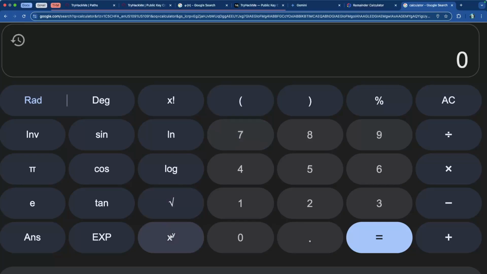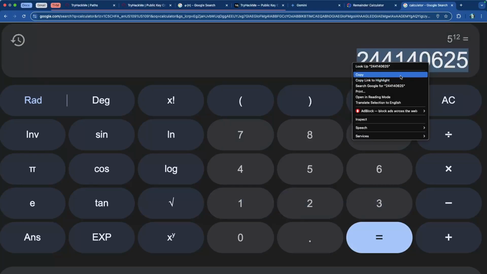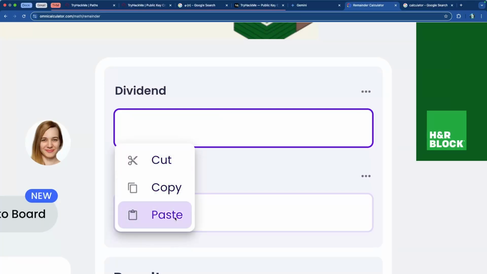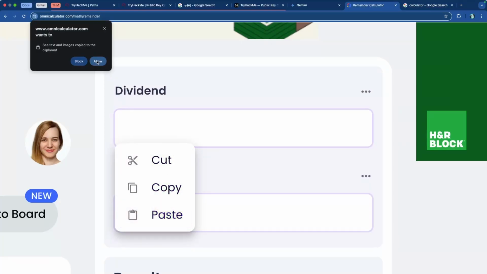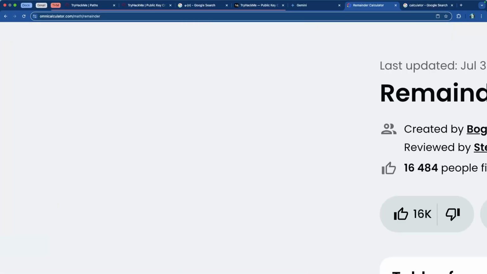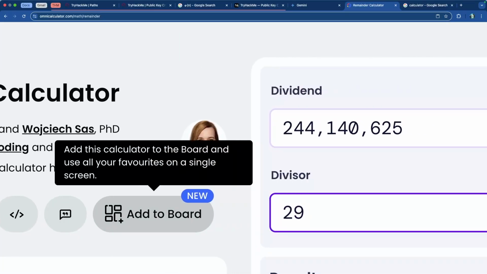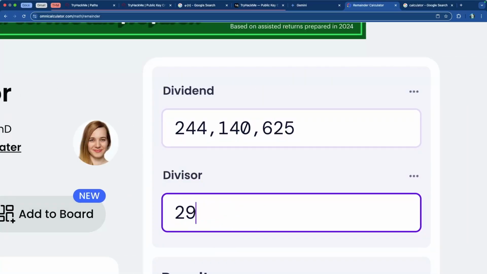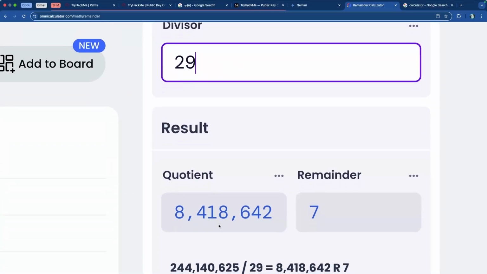The first one is we need to get 5 to the power of 12. So we'll do 5, and we're going to press this button right here, which is x to the power of y, and I'm going to do 12, and this is going to be the number that I get. So I'm going to copy this number, take it to my remainder calculator, and paste it in here. And there we go. Now the divisor is going to be 29. What just happened? Why is that doing that? So there we go. And then the result would be 7.